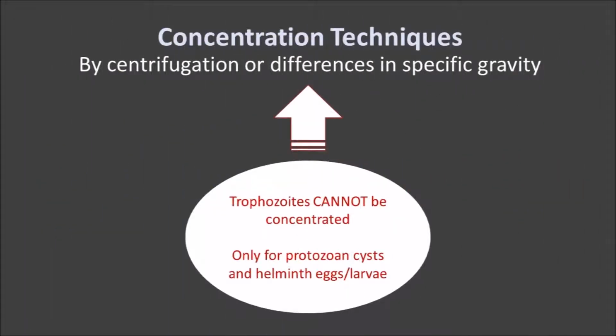These concentration techniques are designed to separate protozoan cysts, helminth eggs, and larvae from fecal debris by centrifugation and/or differences in specific gravity. Though protozoan cysts and worm eggs and larvae can be concentrated, trophozoites cannot be concentrated because they are usually destroyed during the procedure.